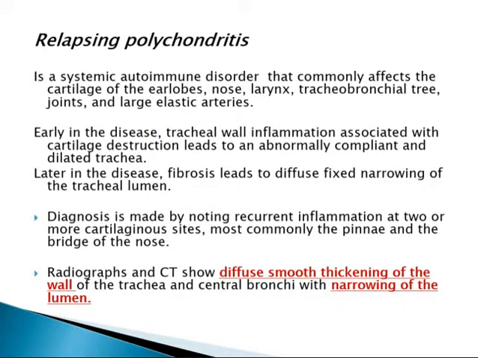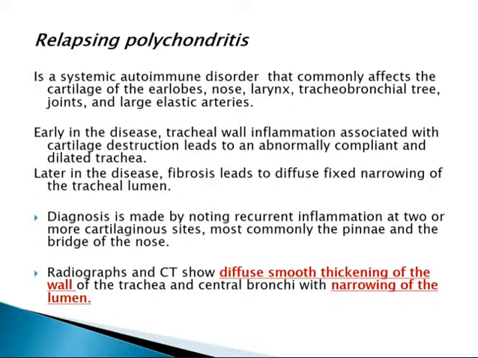The other cause is relapsing polychondritis, a systemic autoimmune disorder that commonly affects the cartilage of the earlobes, nose, larynx, tracheobronchial tree, joints, and large elastic arteries. Early in the disease, tracheal wall inflammation associated with cartilage destruction leads to an abnormally compliant and dilated trachea. Later in the disease, fibrosis leads to diffuse fixed narrowing of the tracheal lumen.